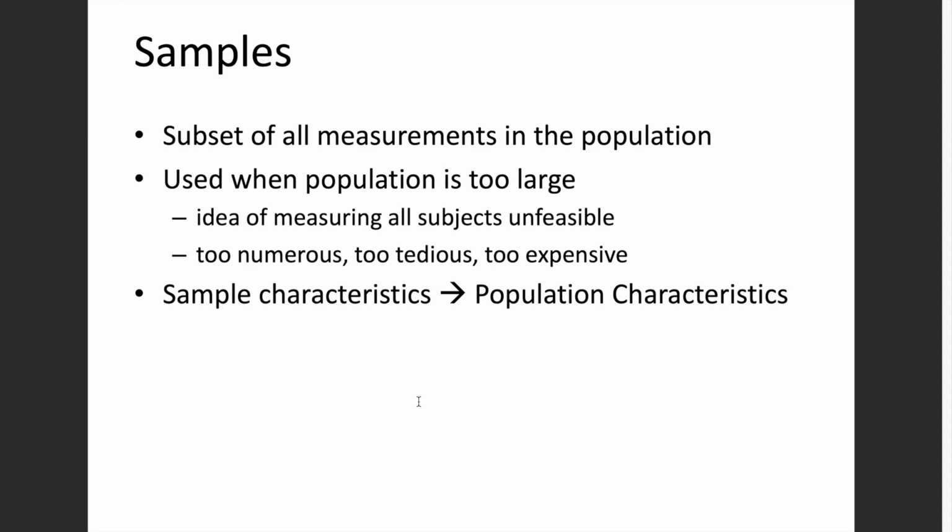Because when the population is too large, it's actually unideal for us or unfeasible, no? It's really difficult for us to measure all the subjects in that population because there are too many, too expensive, and it will take a very long time if we do that. That's why we do sampling. Random sampling, no?